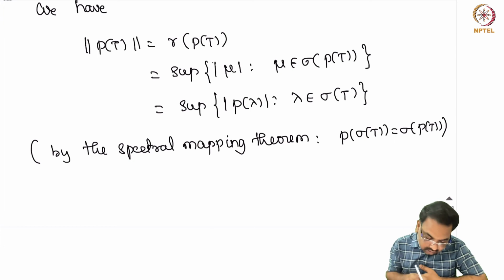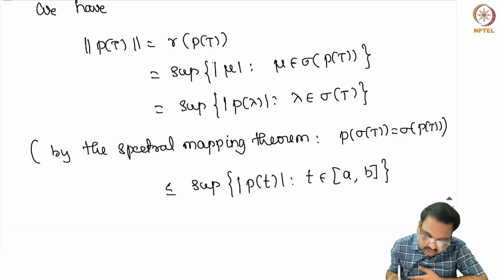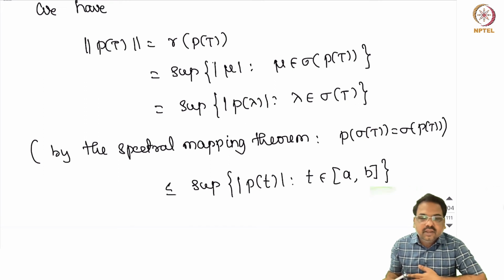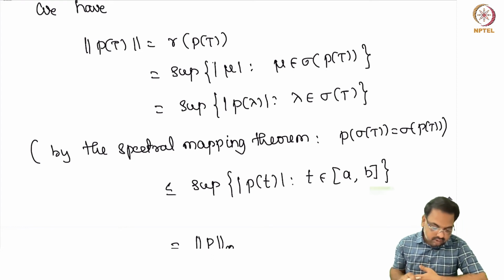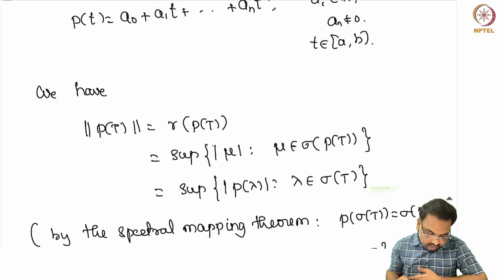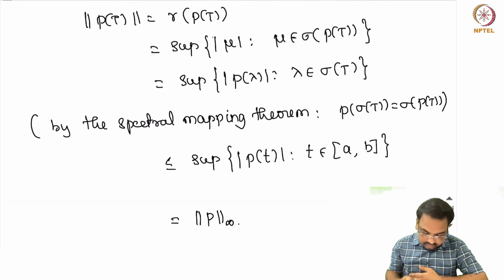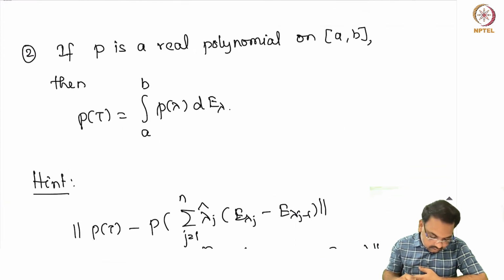Now the supremum of mod P lambda, lambda coming from the spectrum of T, is less than or equal to the supremum of mod P of t, where t is coming from the closed interval a comma b, because the closed interval a b contains the spectrum of T. So this is nothing but the sup norm of P. So we can say that the operator norm of P of T is less than or equal to the supremum norm of P. So these are some of the important applications of the spectral theorem.